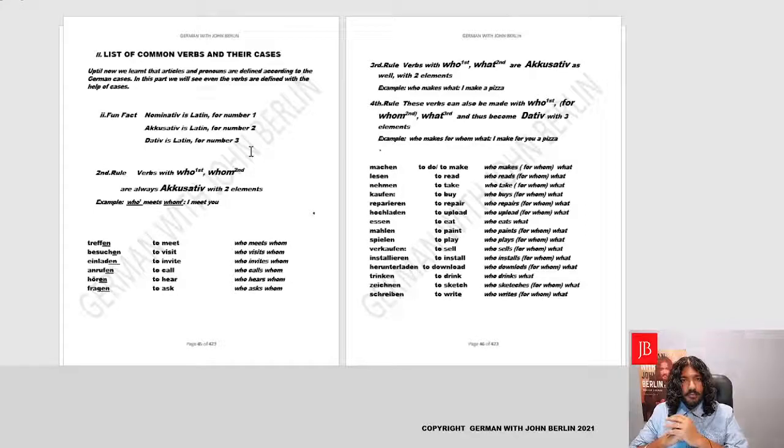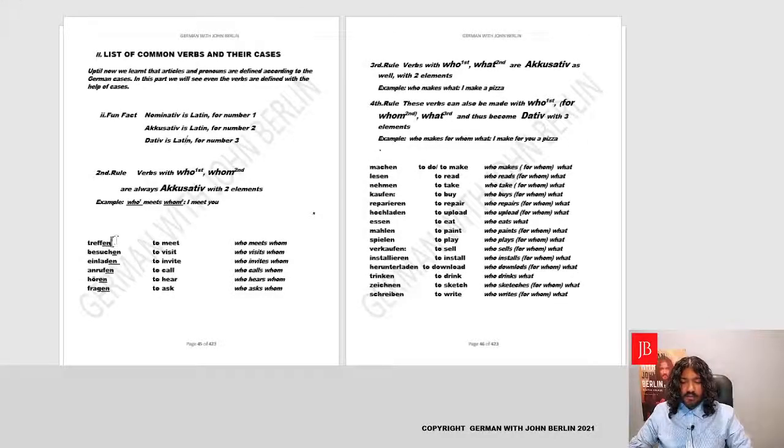Dative is a verb which requires three cases to make a sentence, and it's also the Latin for number three. Thus you understand why nominative, accusative, and dative exist. And to understand it better, let's have a look at some verbs.